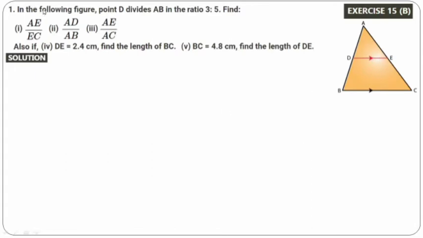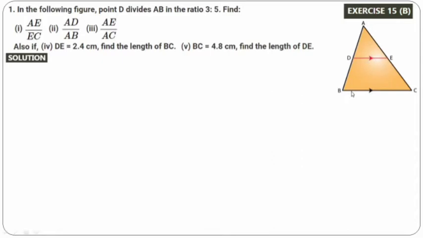Let's see the first question. In the following figure, point D divides AB in the ratio 3:5. D divides AB in the ratio 3:5 means AD is to DB is 3:5. Now you need to find AE by EC, and from the figure what you can see is there is an arrow given to you. This arrow means that these two are parallel.